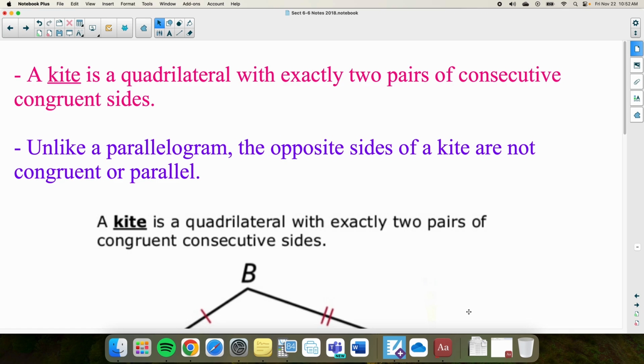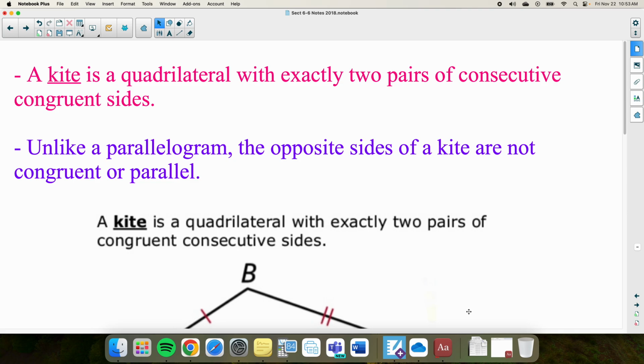So we are going to finish up the chapter today. Part of your assignment today is going to be on kites like we're doing, and then you're going to have a part of your assignment that's a review from what we have been doing. So today we're going to talk about kites, just super quick.